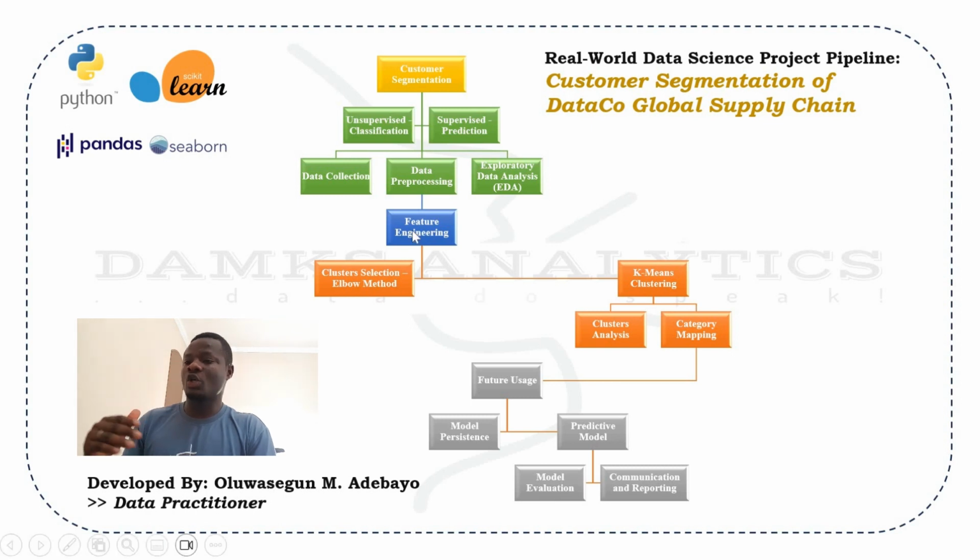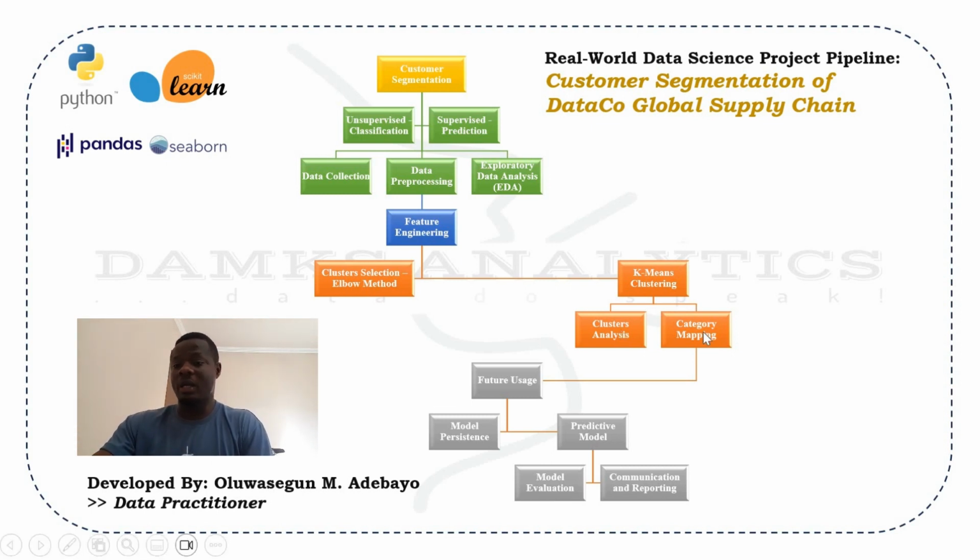After the feature engineering part, we go on to cluster selection. We're going to be using the elbow method. This is important for us to know the optimum number of clusters in this dataset. Then after we have identified that, we develop a K-means algorithm to do the clustering, using the number that we've already identified from the elbow method. Then we do some cluster analysis to know some statistics in our data.